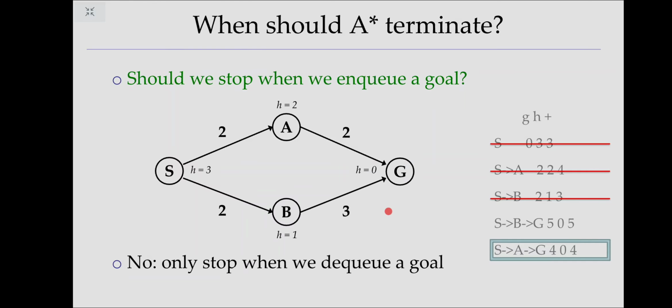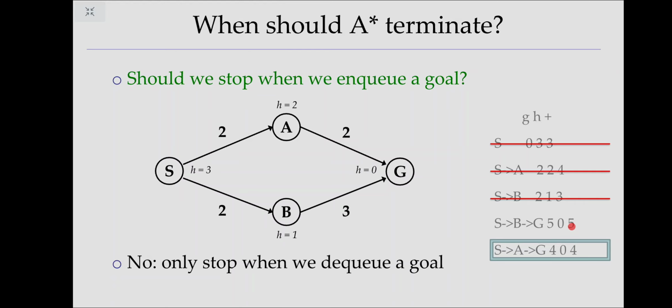The neighbor of B that is expanded by B is G. S, B, and G. For updating G and H, we see that the cost between B and G is 3 plus G of B is 2. 3 plus 2 is 5. And the heuristic for G is 0. 5 and 0. The F is 5.